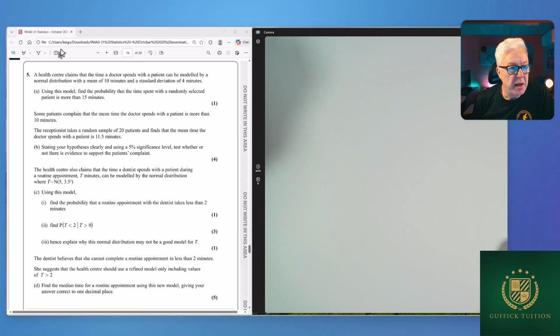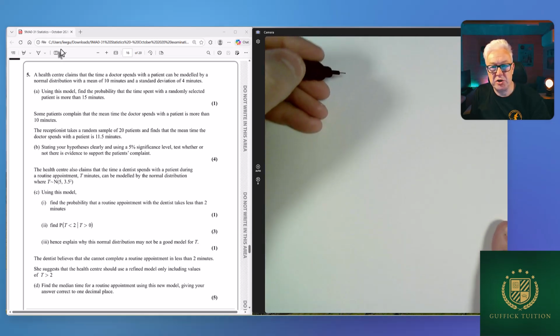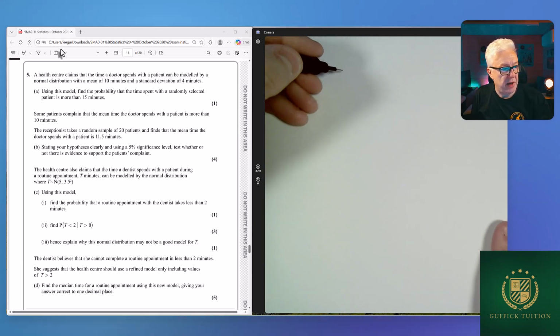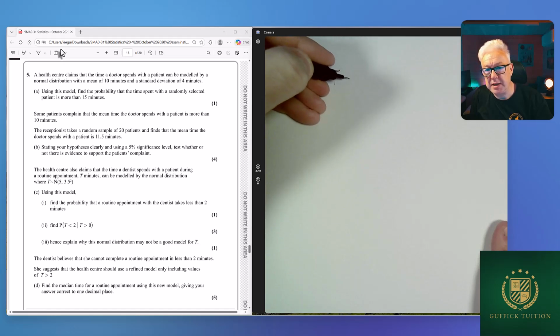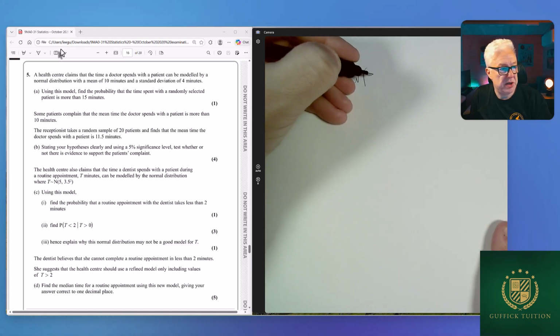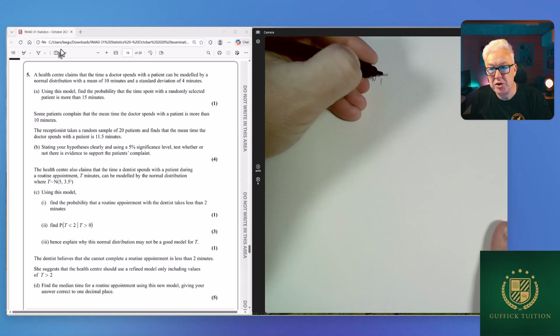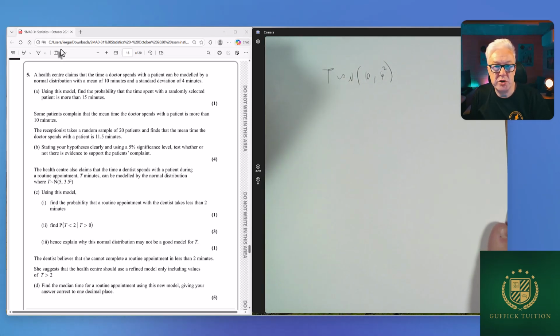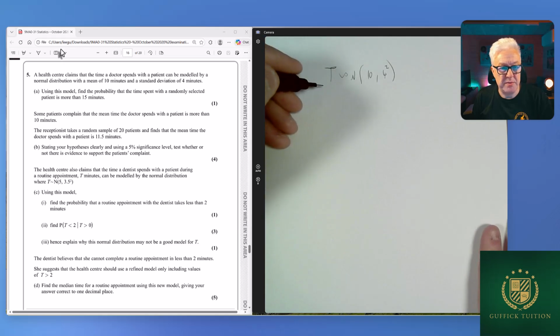It says a health centre claims that the time a doctor spends with a patient can be modelled by a normal distribution with a mean of 10 minutes and a standard deviation of 4. Perfect. So let's say T is the time spent. It's normally distributed with a mean of 10 minutes and a standard deviation of 4. That's the distribution for the time the doctor spends with the patient. Using this model, find the probability that the time spent with a randomly selected patient is more than 15 minutes.